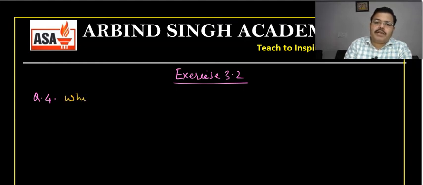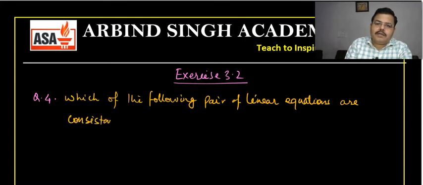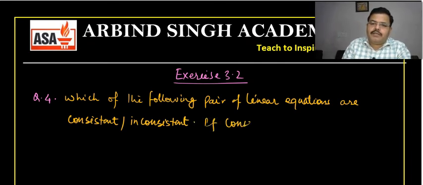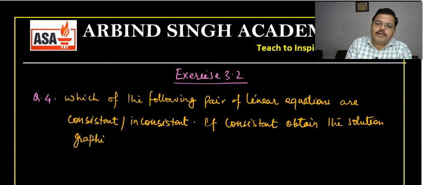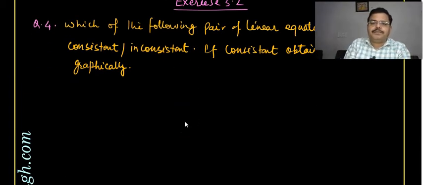So, in question number 4, it is given: which of the following pairs of linear equations are consistent or inconsistent? If consistent, obtain the solution graphically. Right. So here is the question, and the first question is given here.